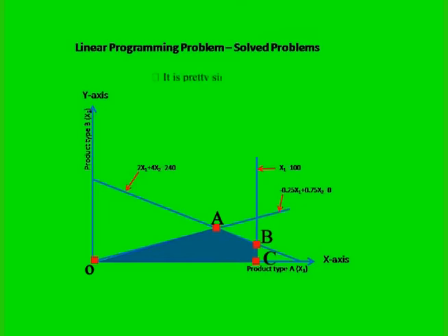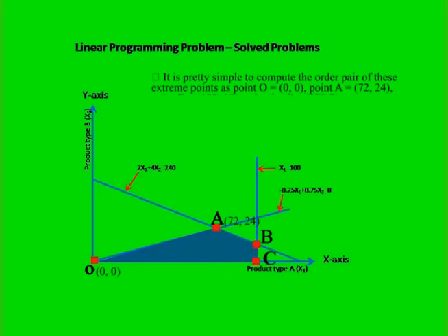It's pretty simple to compute the ordered pairs of these extreme points: point O is equal to 0, 0, point A is equal to 72, 24, point B is equal to 100, 10, and point C is equal to 100, 0. If you face any difficulty in computing these extreme points, refer back to the linear programming problem video lecture part 1 or leave me your comment for further explanation on this point.